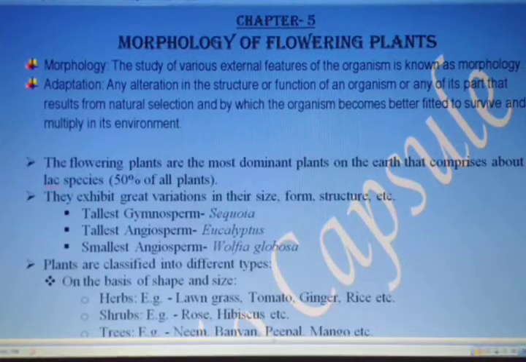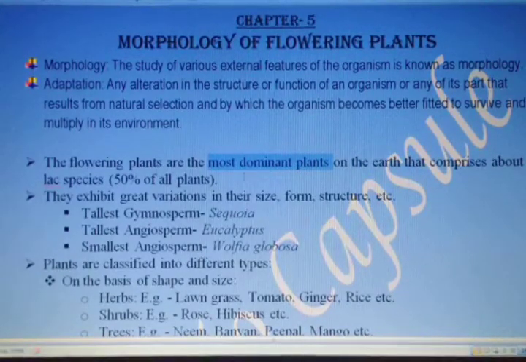As the name suggests, flowering plants are the most dominant group of plants on the earth. In number, around 50% of all the plants comprise the flowering plants. Around 3 lakh species are included under the flowering plant group, which is approximately equal to 50% of all the plants that exist on earth.